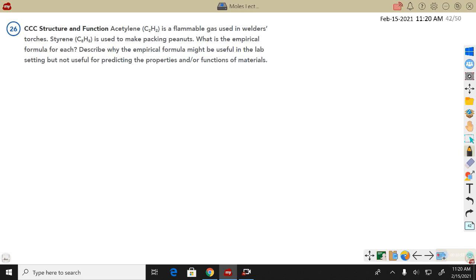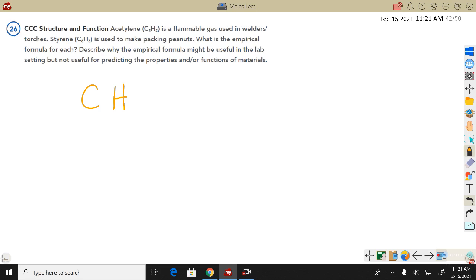Okay, so empirical formula just means the simplest ratio or the lowest ratio. So if I've got C2H2, well, I could simplify that. C8H8, they're actually going to be the same. I could simplify those both down to a ratio of 1 to 1. They have the same empirical formula.